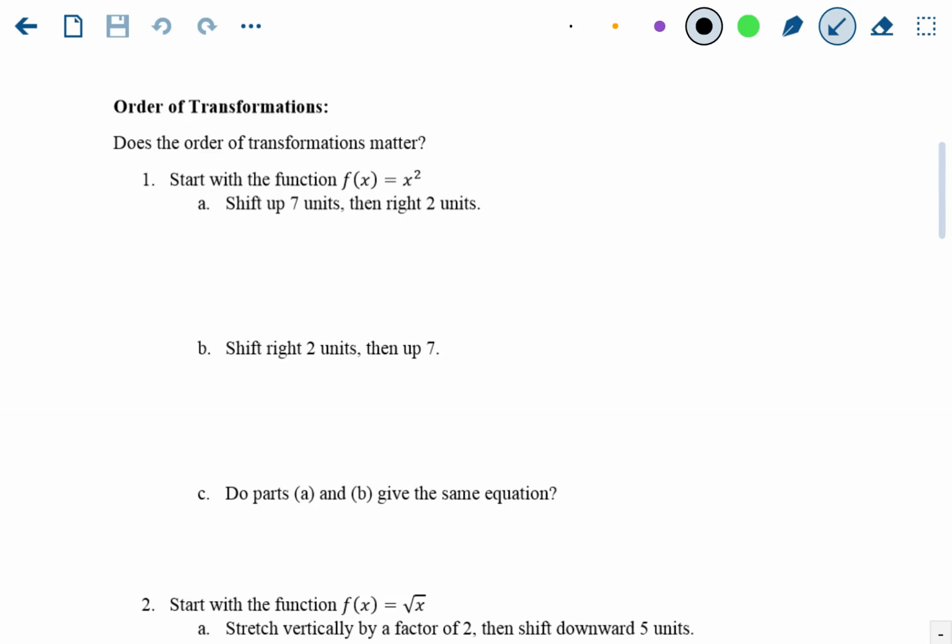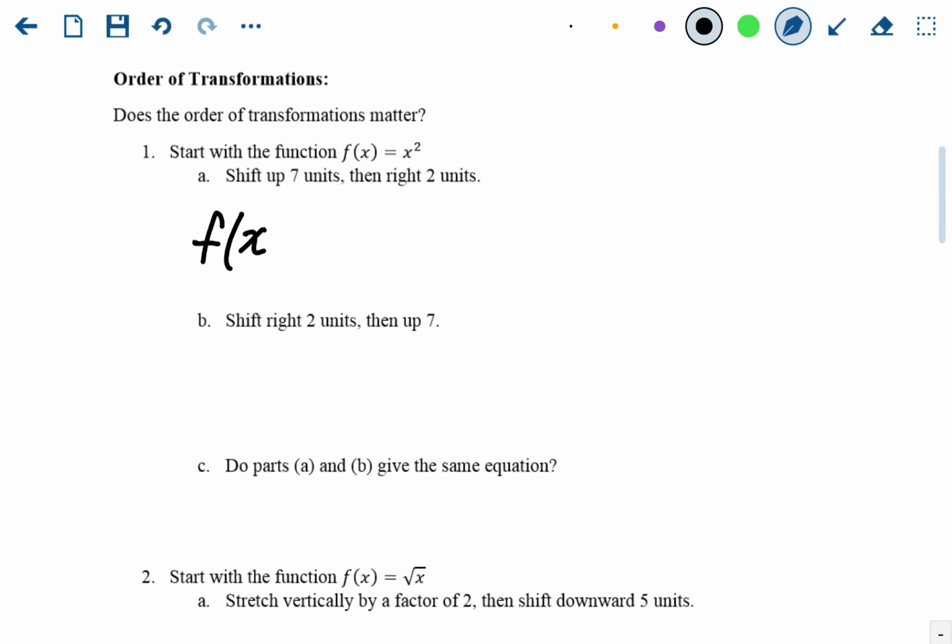All right, continuing on with the transformations unit. Now we talked about the different transformations that exist, and now we're going to answer the question that's come up a couple times. Does the order in which you do the transformations matter? We're going to go through a couple problems and see if it does matter or if it doesn't.